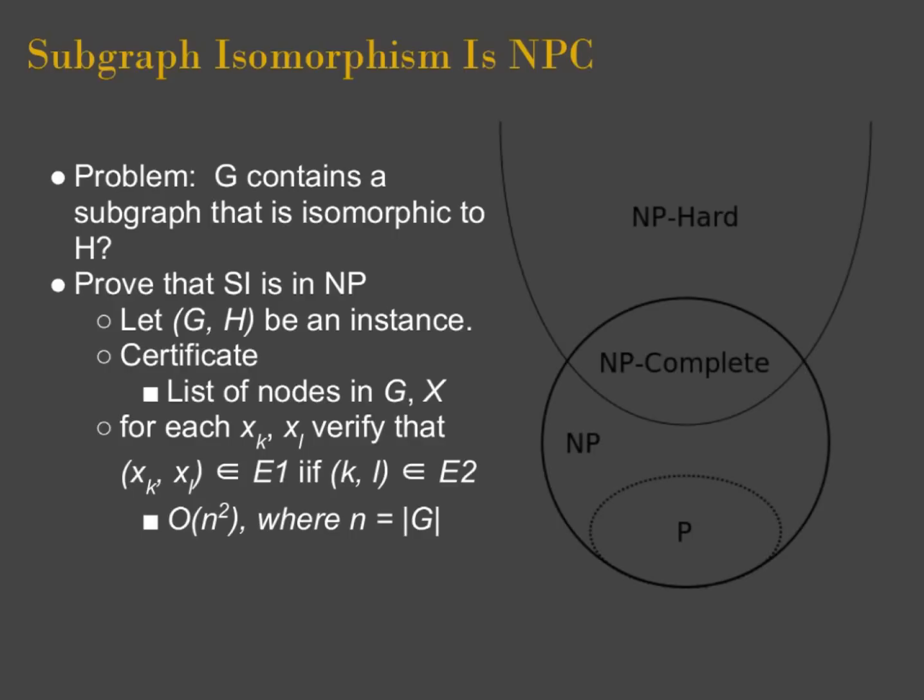You could prove that the list is indeed a solution to the problem by saying, okay, for two entries in the list, x_k and x_l, verify that the edge (x_k, x_l) exists in edge set 1 if and only if the edge (k, l) exists in edge set 2, where edge set 1 and edge set 2 respectively come from graphs G and H. And that would take big O of n squared time, where n is approximately the size of the graph G, or related to the number of nodes in G. So it is indeed verifiable in polynomial time, which means it's in NP. So SI is in NP.